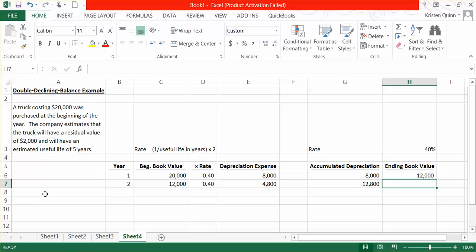We now need to again calculate our ending book value. We take our initial cost, again, which is the $20,000, and we're going to subtract away our new balance in accumulated depreciation of $12,800. That gives us an ending book value of $7,200 at the end of year 2.